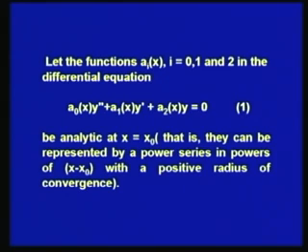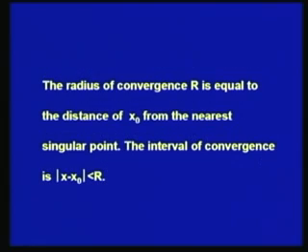By analyticity at x equal to x0, we mean that the function can be represented by a power series in the powers of x minus x0 with a positive radius of convergence. The radius of convergence r is equal to the distance of x0 from the nearest singular point of the function f. The interval of convergence is given by mod of x minus x0 less than r.